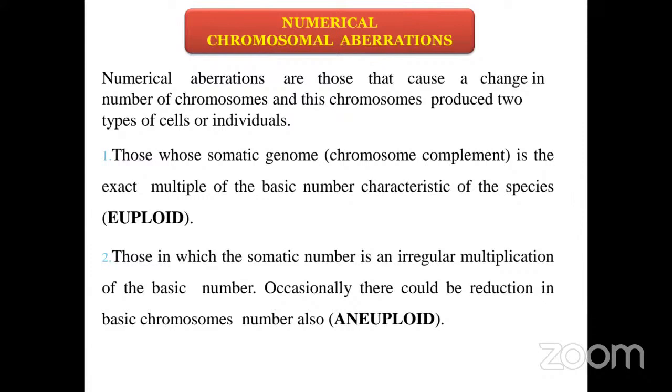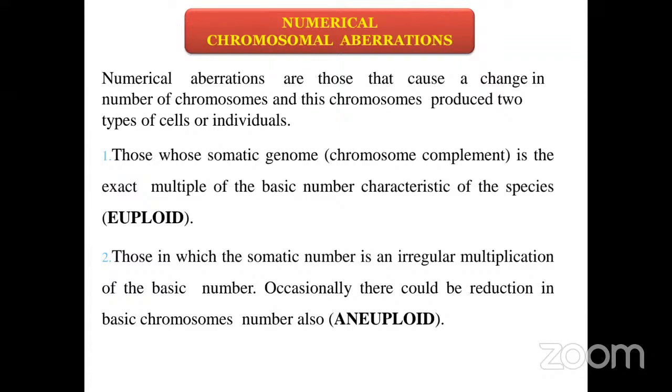Numerical chromosome aberrations are those that cause a change in the number of chromosomes. I told you that we expect 46 chromosomes in each somatic cell of a human being. If there is a variation in the number of chromosomes, instead of 46, if there are 45, or instead of 46, if there are 47, one extra chromosome, that is related to the number of chromosomes. We call it numerical chromosome aberration.